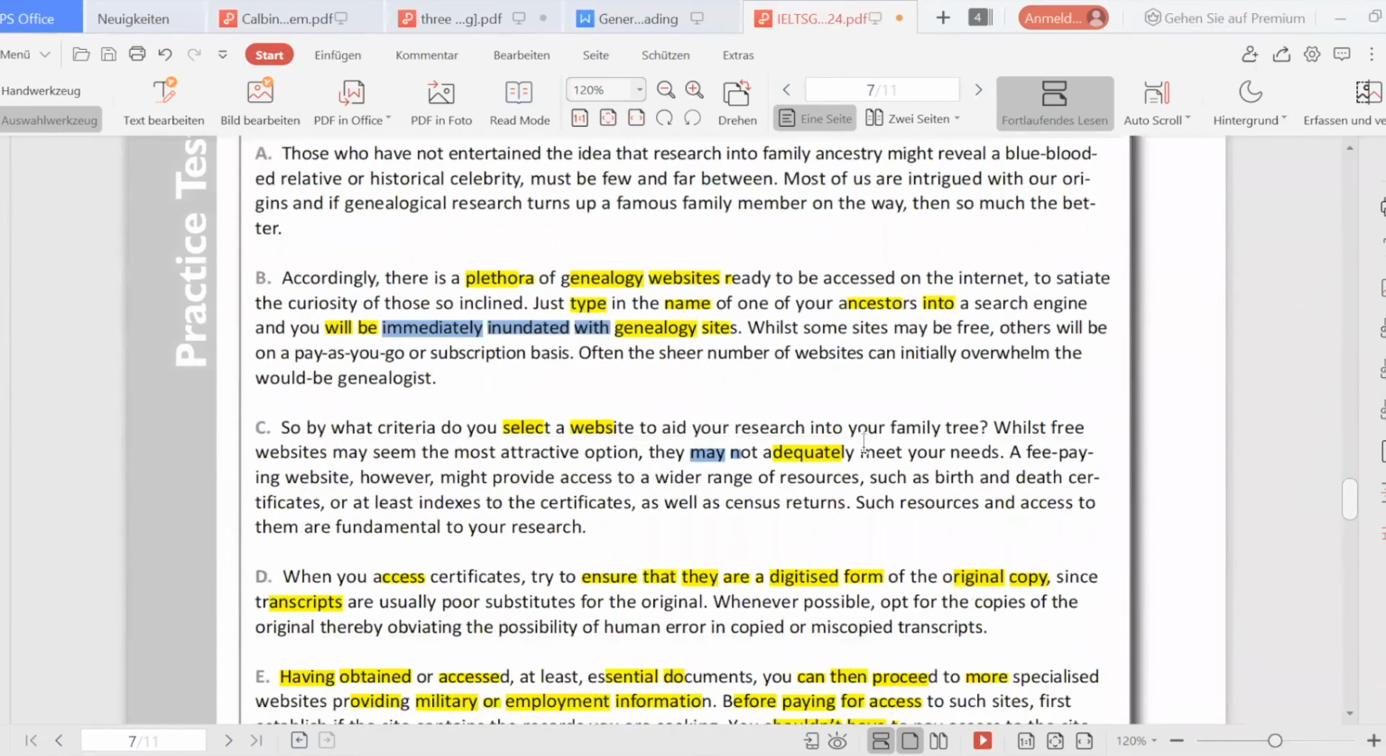Meet your needs is the answer. Okay, meet your needs. The word adequately comes after the answer, but you may have a case like this. Important is that you've got the keyword select a website, you've got the keyword may, so wherever the answer is, it comes after the word may, so you read on and it should be in that same sentence.